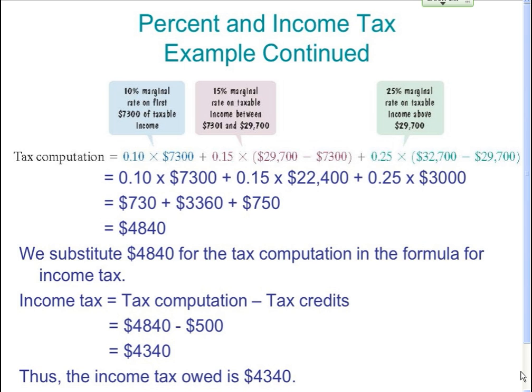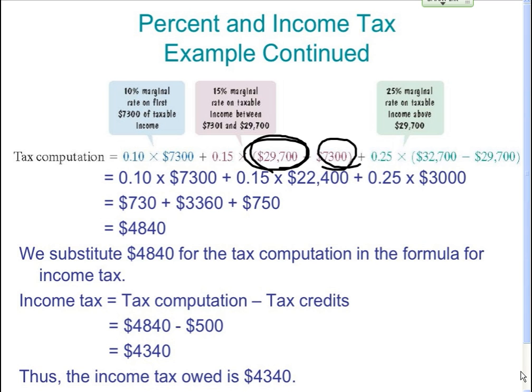All right, so this is where we have it. It's 10% times the first 7,300. So 10% times 7,300. Then to figure out what she pays 15% on, she's going to take that 29,700 and subtract off the 7,300 that she's already been taxed. Okay? And that's what you pay 15% on.